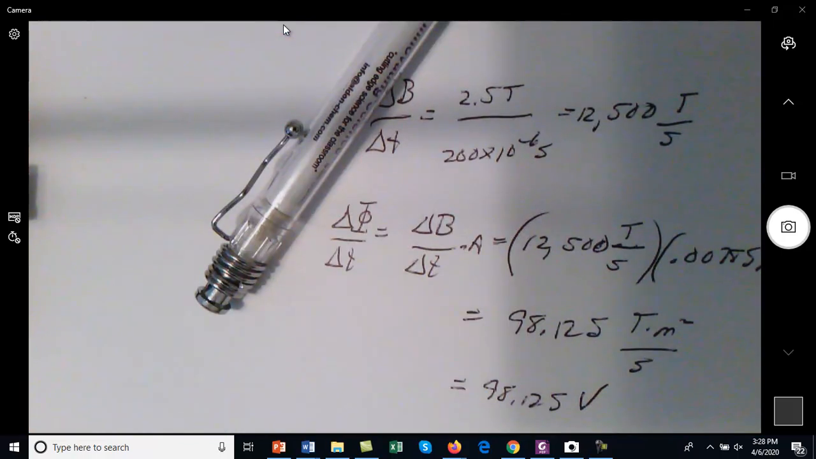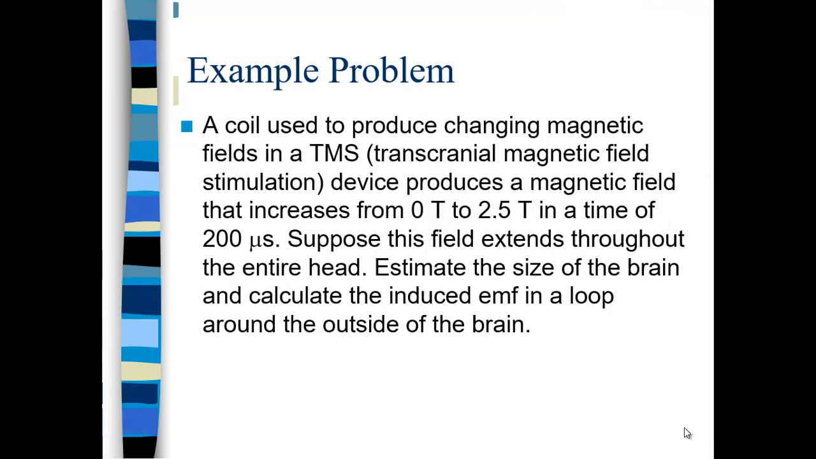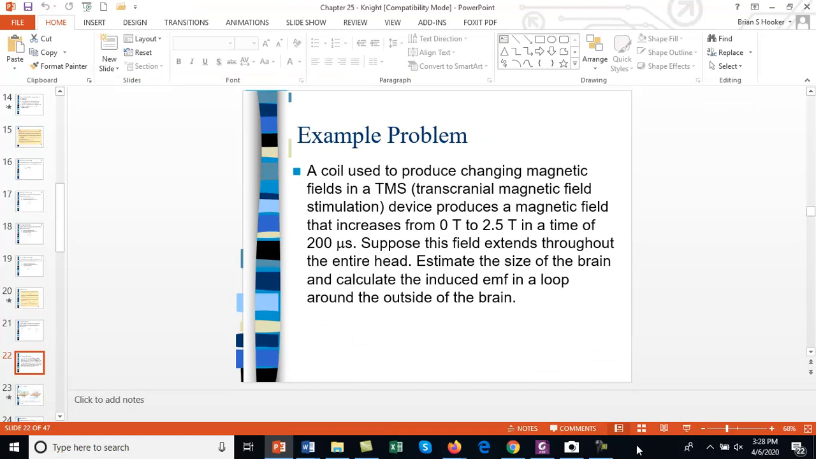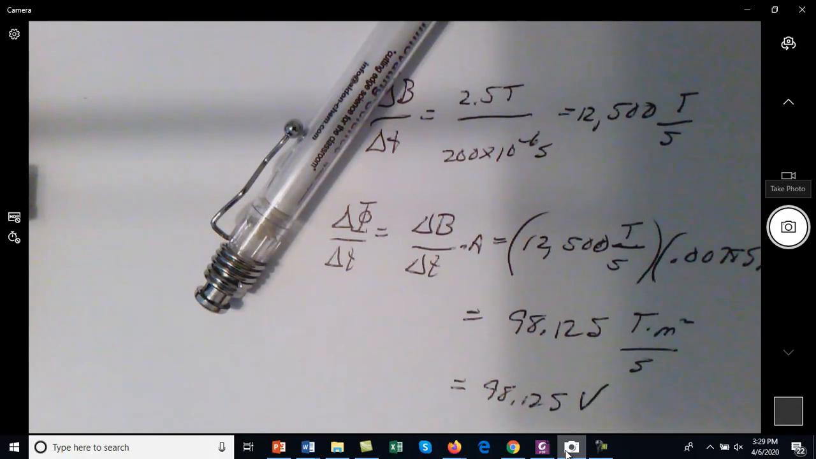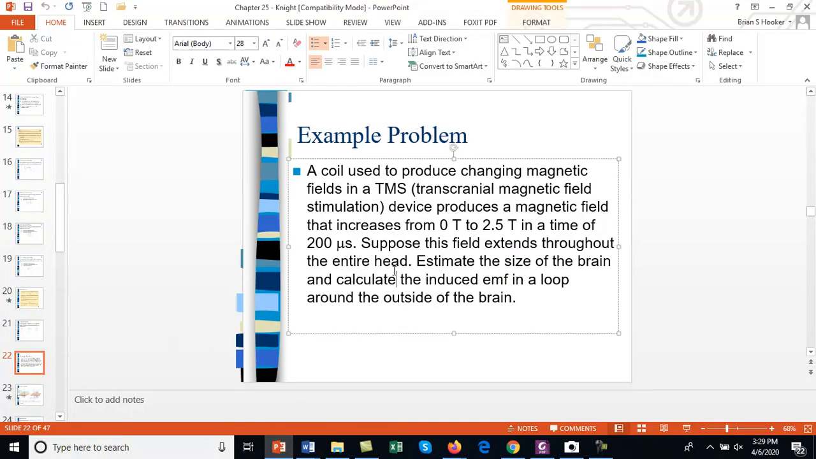Okay, so that's my voltage in my TMS machine. Let's go back to the original problem statement. So the induced EMF in a loop around the outside of the brain then would be 98.125 volts. Okay. For now, I think we're at slide 22.